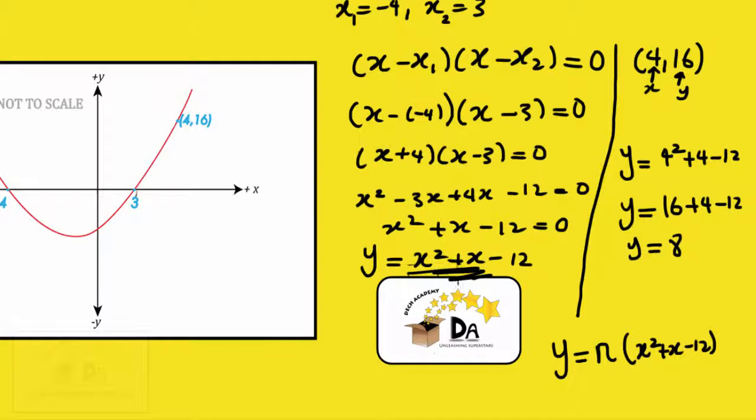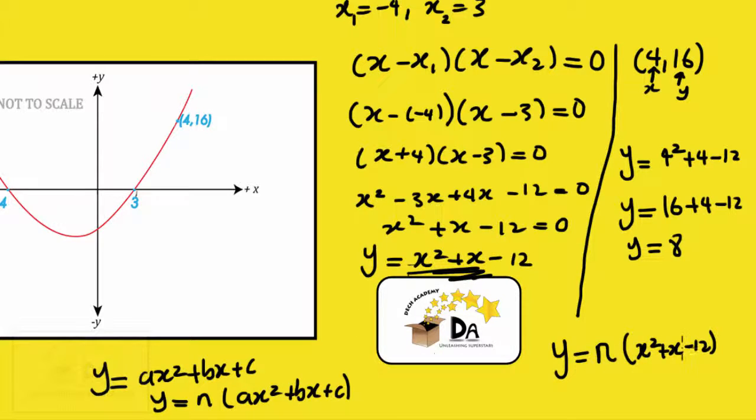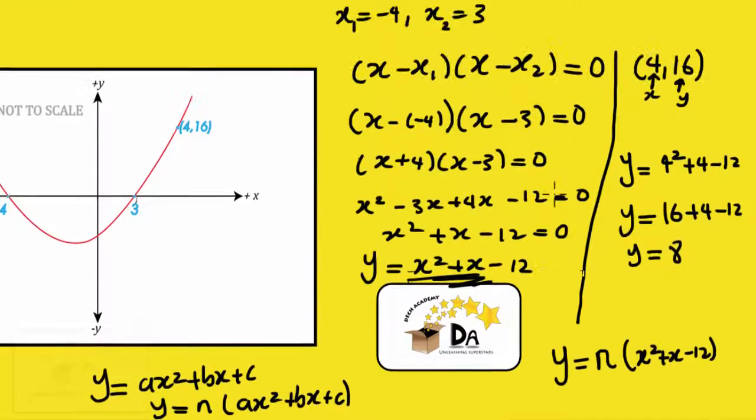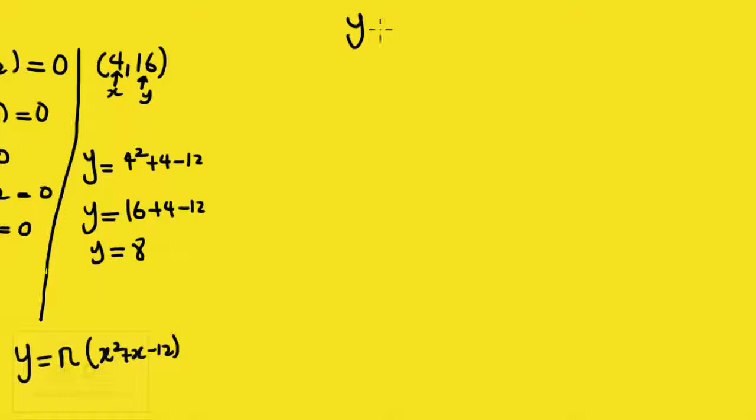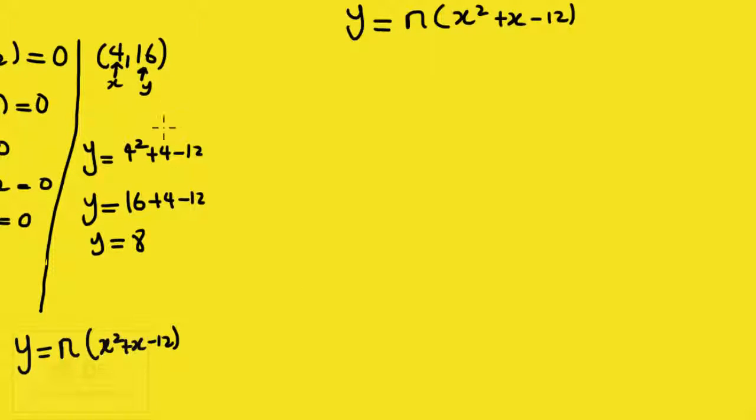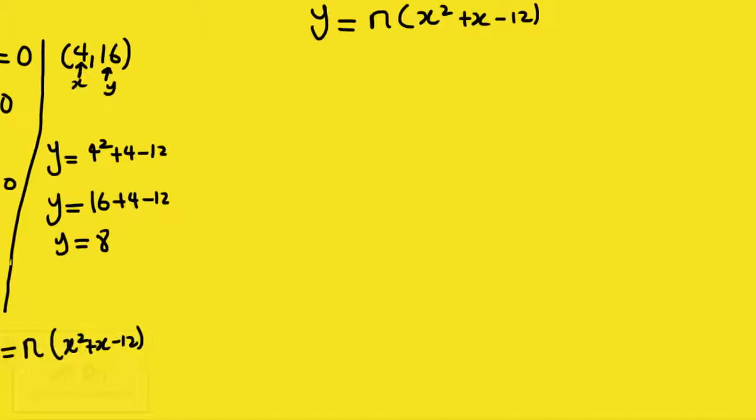But if you remember, I said an equation of this form has the same roots as an equation of this form. So we just need to determine what n is. We need to determine the value of n such that when we plug in the coordinates of this point into the equation, it will be satisfied. So what am I saying? I'm saying the equation y has the roots -4 and 3.